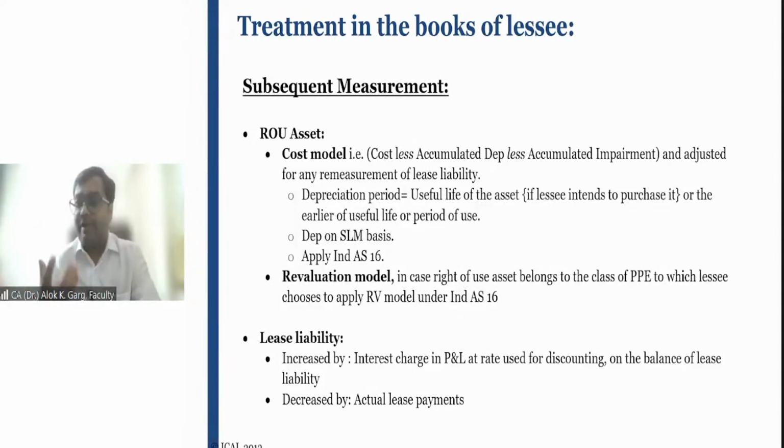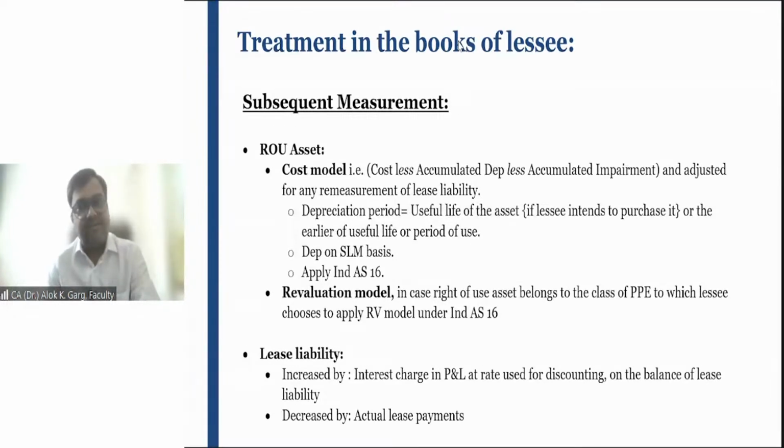Right? For depreciation, if the lessee has a right to purchase that asset, the lessee has an option of right to purchase. In that case, the asset has to be depreciated over the life of the asset, right? But if the lessee does not have a right to purchase, in that case, the asset has to be depreciated over the lease term. Right? Lease liability, the lease liability has to be compounded by interest and reduced by the lease payments, right?